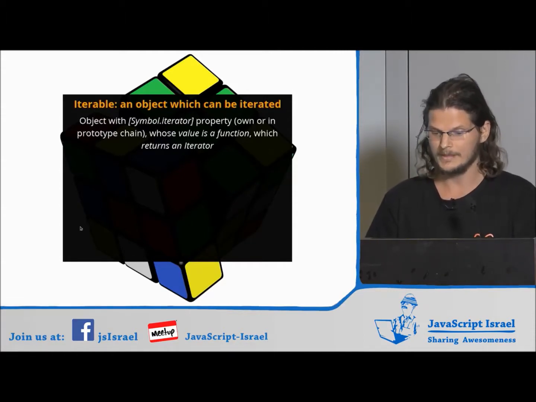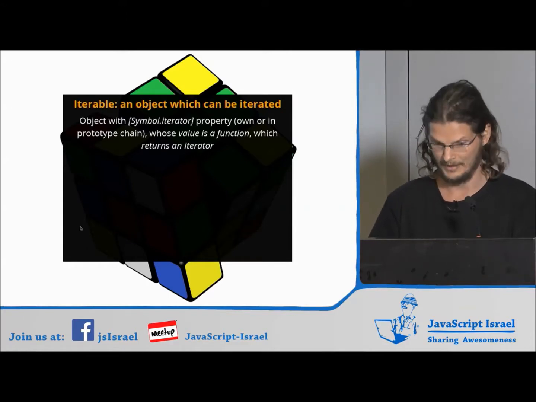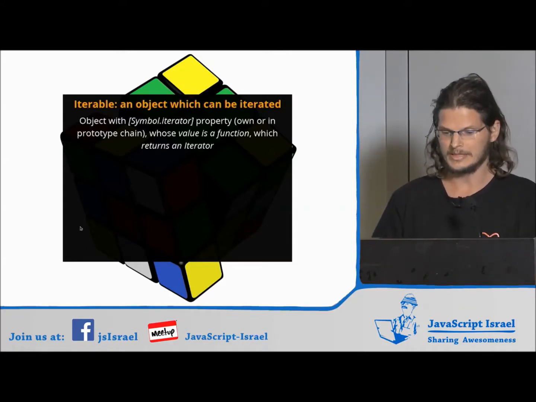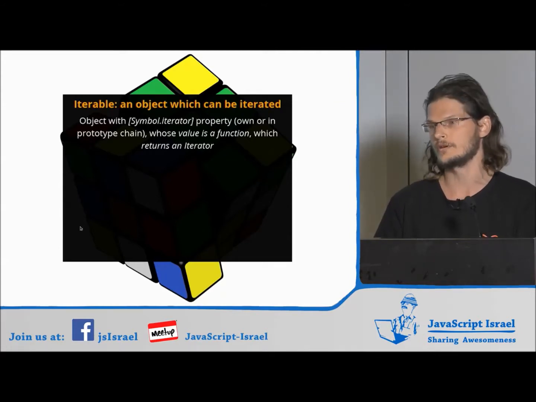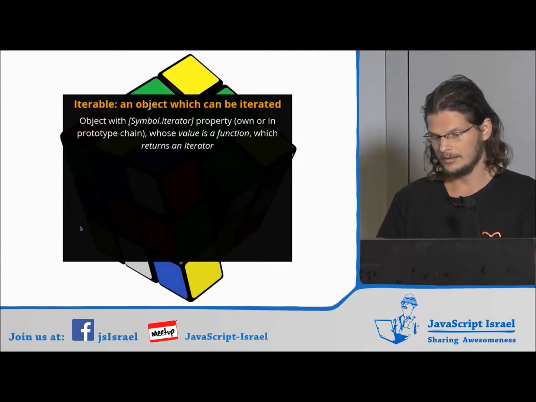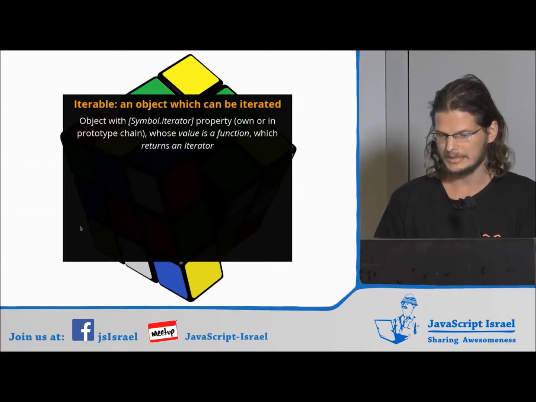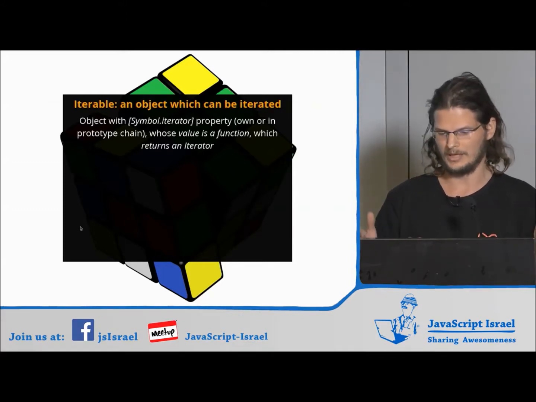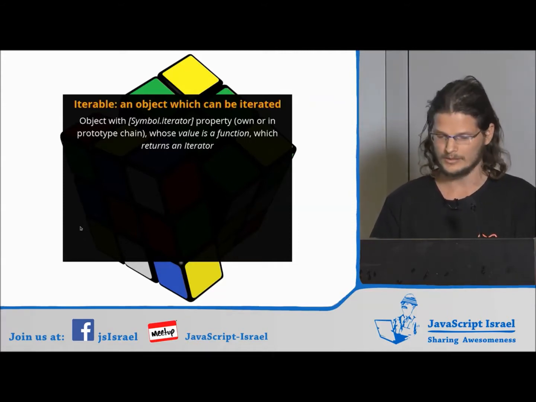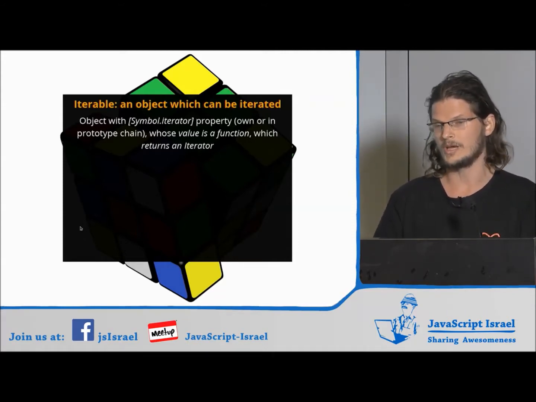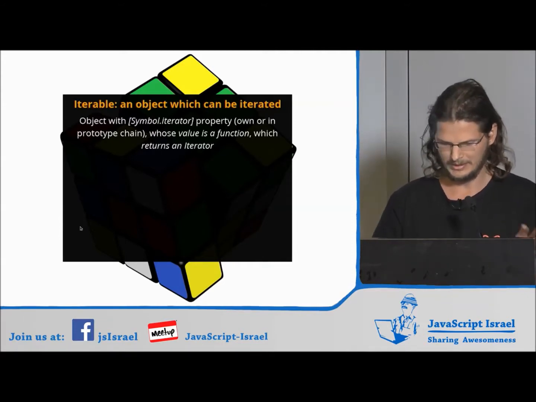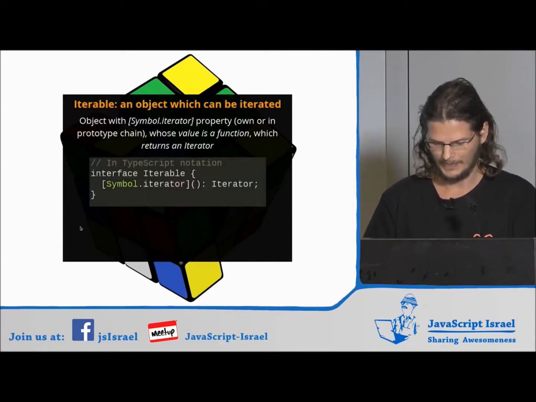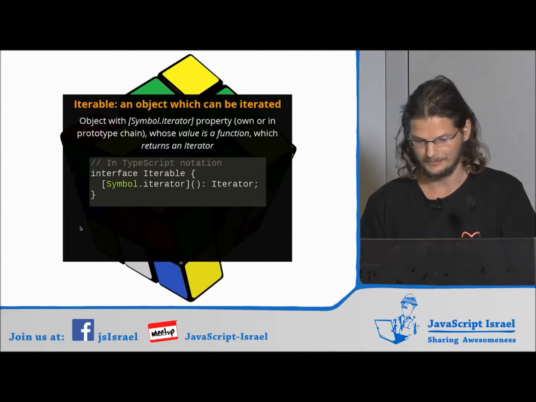So an iterable is an object which can be iterated. Duh. An iterable is something that has a Symbol.iterator property, its own or in the prototype chain, whose value is a function which returns an iterator. If anyone doesn't know what symbol is, it's a new fancy way of making a unique value in ES2015, and they can be used as object keys, which will also be unique. That's a bit abstract, but basically it's another key.